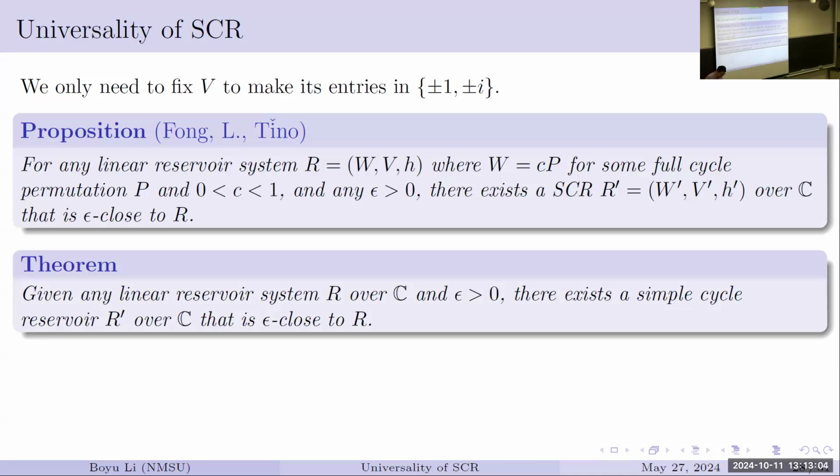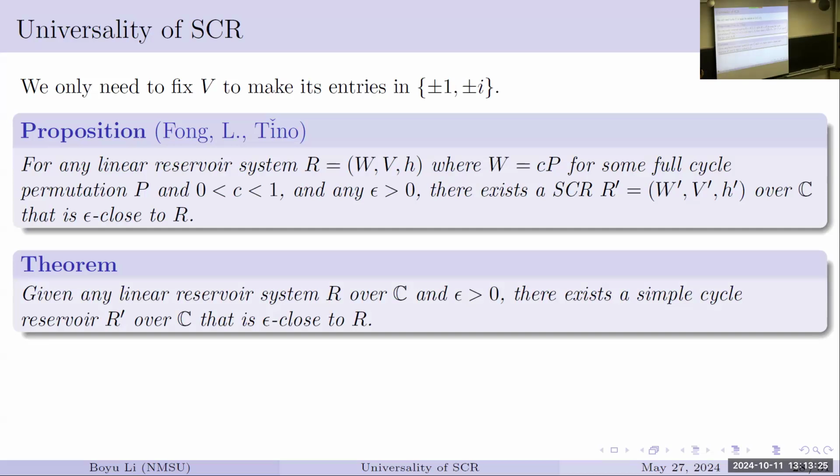This is our end result. So what we showed is that if you have any linear reservoir system over the complex domain, meaning you have a W matrix just coming from a contraction, have a V and having H, then you can always find a simple cycle reservoir that's close enough, epsilon close.